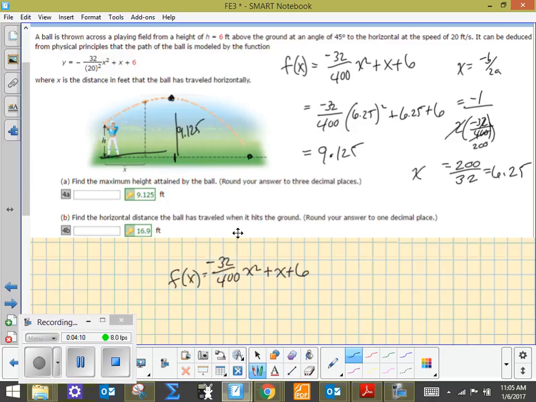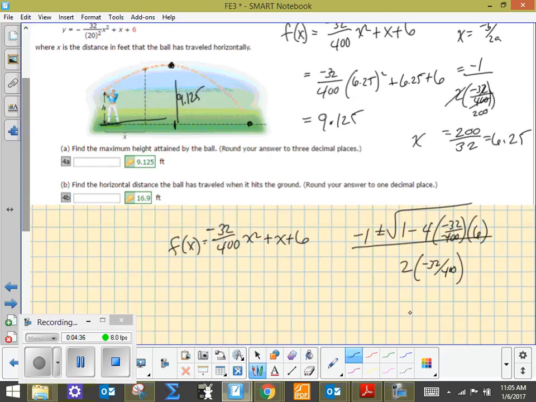If I want to find the x-intercepts, I use the opposite of b, plus or minus the square root of b squared, which is 1, minus 4a, which is negative 32 over 400, times c, which is 6, all over 2a, which would be negative 32 over 400. Now I'm going to leave that up to you to evaluate and finish off. I think we should all be able to do that. But that's going to give me the x values at which the ball is on the ground.